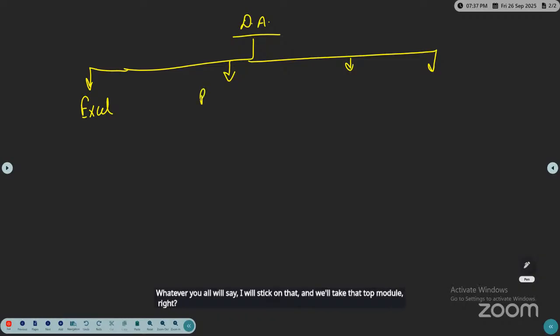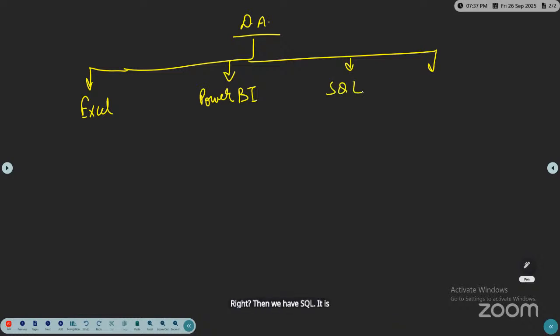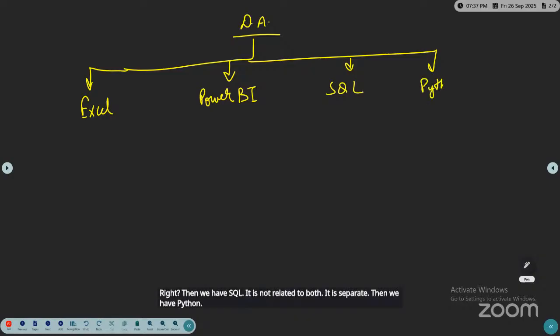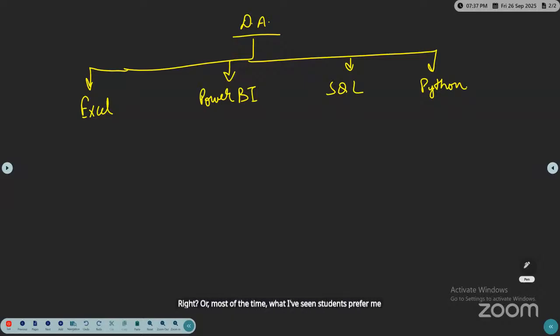Excel, then we have Power BI. It is very related to Excel, so I suggest after Excel, go for Power BI. Then we have SQL. It is not related to both; it is separate. Then we have Python. Most of the time, what I've seen, students prefer me to go for Python in the second module. Why? Because it's big. Excel, if you see, takes 3 weeks.